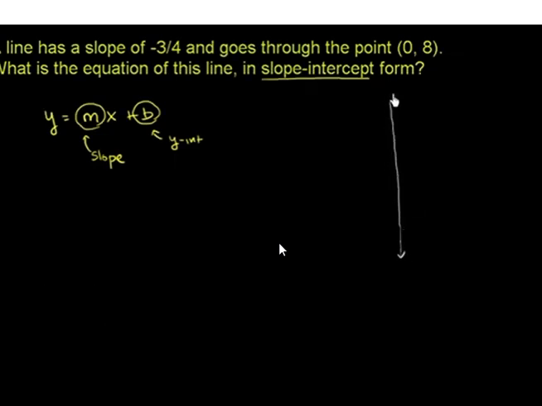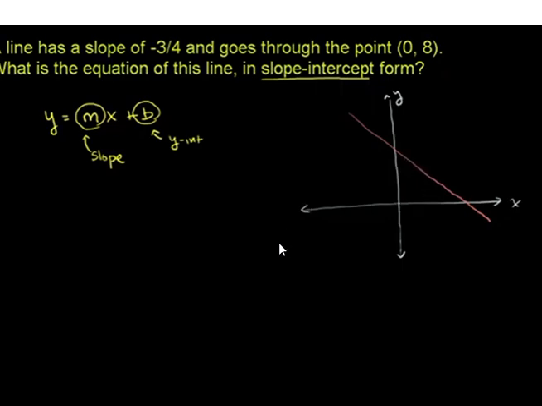Let me draw a quick line here just so that we can visualize that a little bit. So that is my y-axis, and then that is my x-axis. Let me draw a line. Since our line here has a negative slope, I'll draw a downward sloping line. So let's say our line looks something like that. So hopefully we're a little familiar with the slope already.